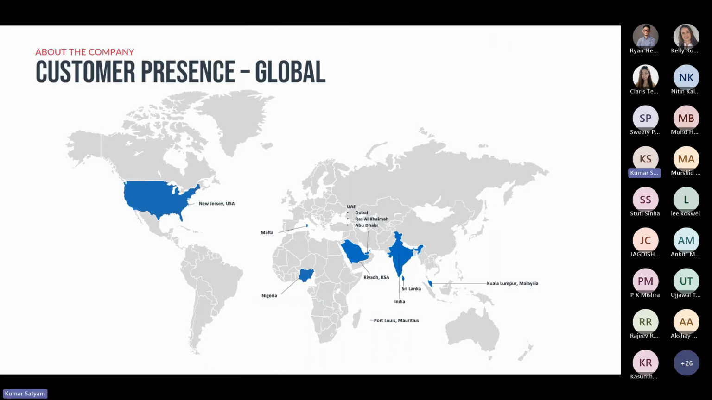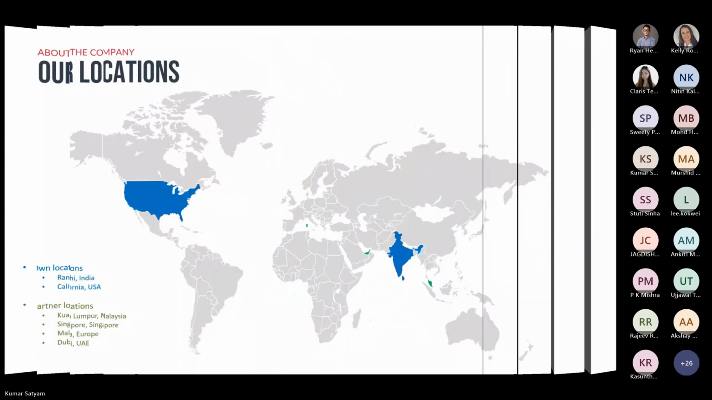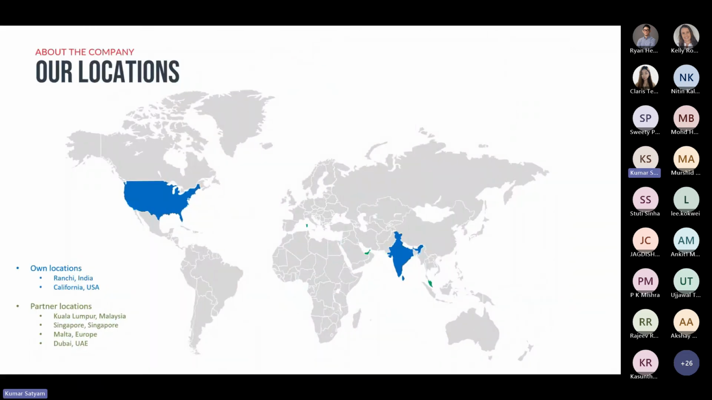This is our global presence, right from the US to the Middle East and all the other countries in between. In Europe, we are there. In Africa, we are there, and we are also in Southeast Asia. I was talking about our locations. We are headquartered at Ranchi, India, and we have another office in California, US. Some of our most prominent partners are located in Kuala Lumpur, Malaysia, Singapore, Malta, Europe, and Dubai, UAE.